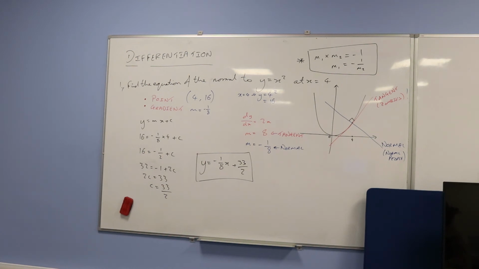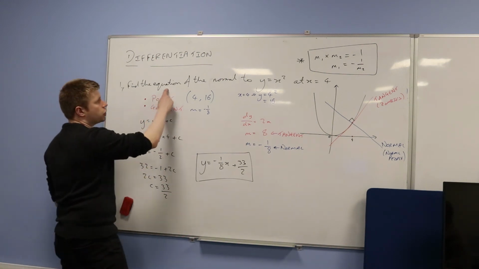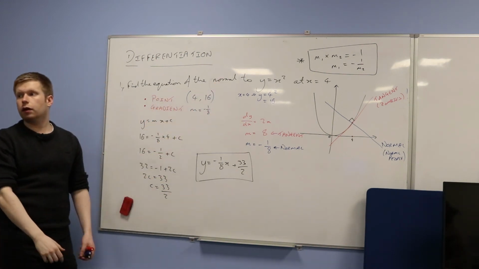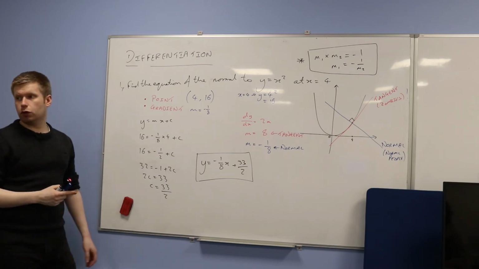What I don't understand is, before this you had x over 3 and we used just one gradient, but for this we use m1 product with m2. Before it was a different question. Before it was asking for the equation of the tangent line. This is for the equation of the normal line.